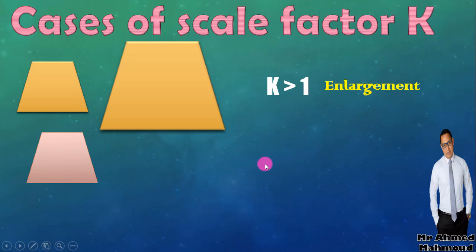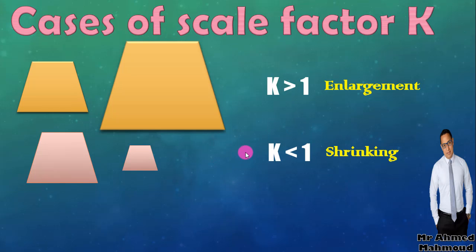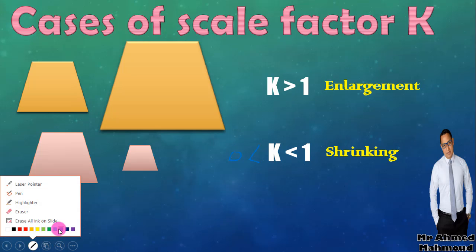The second case: if we make a reduction for the first polygon like this, the second polygon will be smaller than the first, and in that case it is said that the second is minimizing or shrinking or reduction of the first polygon, and k will be smaller than 1. But in that case k is smaller than 1 but greater than 0. Excuse me, I will write it with another color.